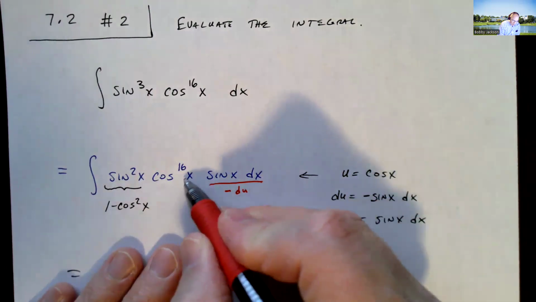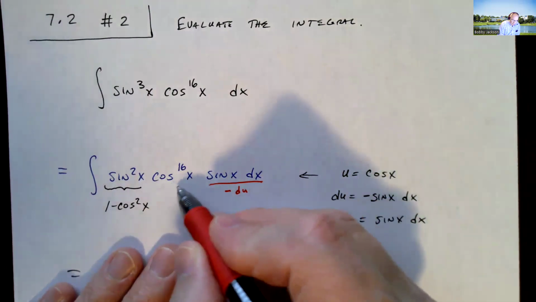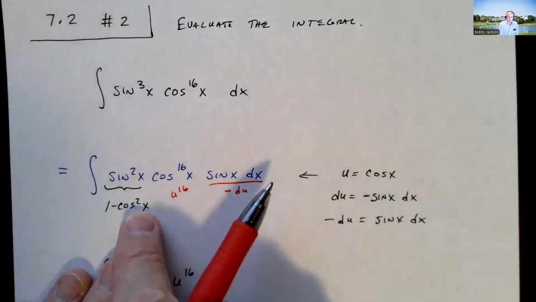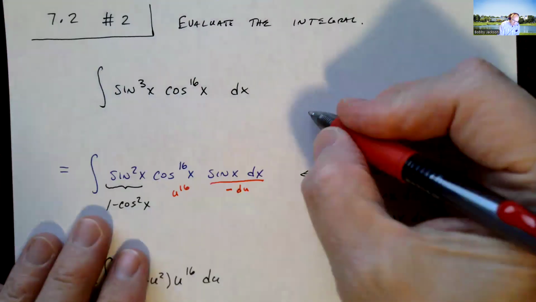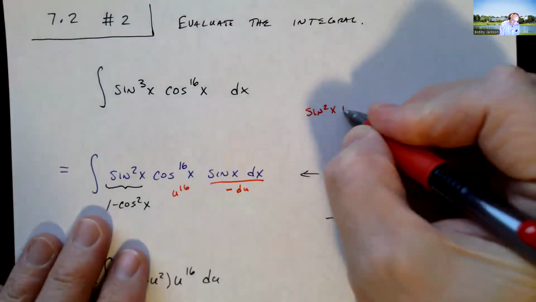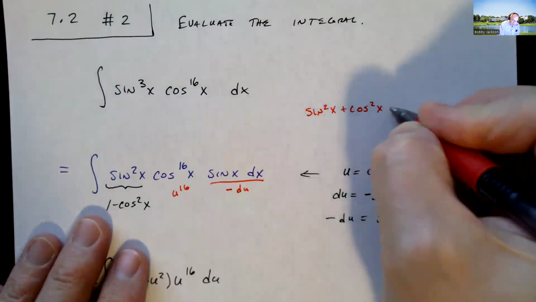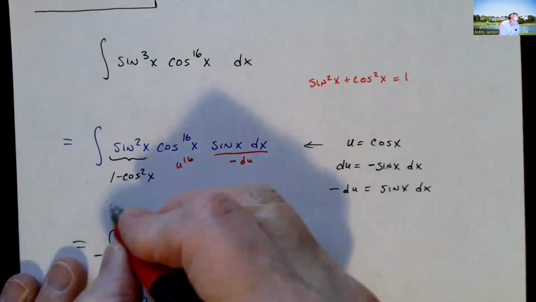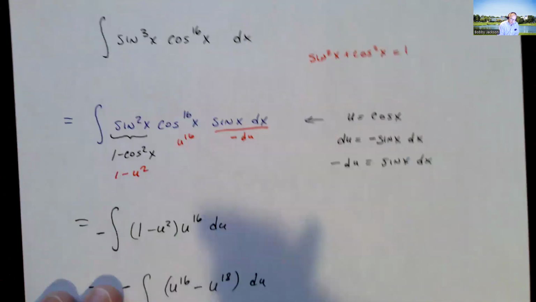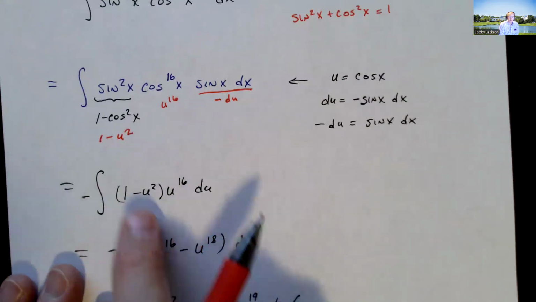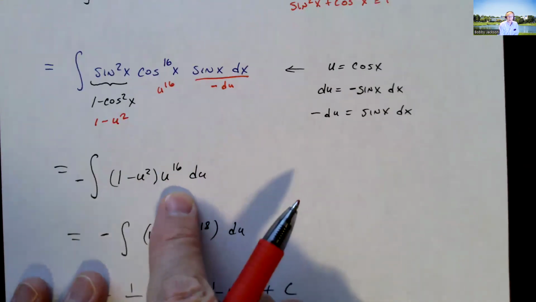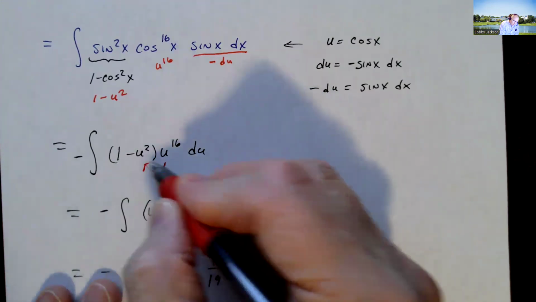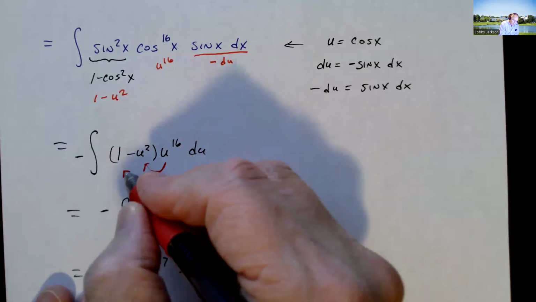Of course, the cosine to the 16th is cosine of x to the 16th power, so that would be u to the 16th power. And then by the Pythagorean identity, remember we know that sine squared x plus cosine squared x is 1, and so sine squared x is 1 minus cosine squared x, which is 1 minus u squared. So pulling that negative outside, I've got 1 minus u squared times u to the 16th, right? And I can distribute this through in order to evaluate.